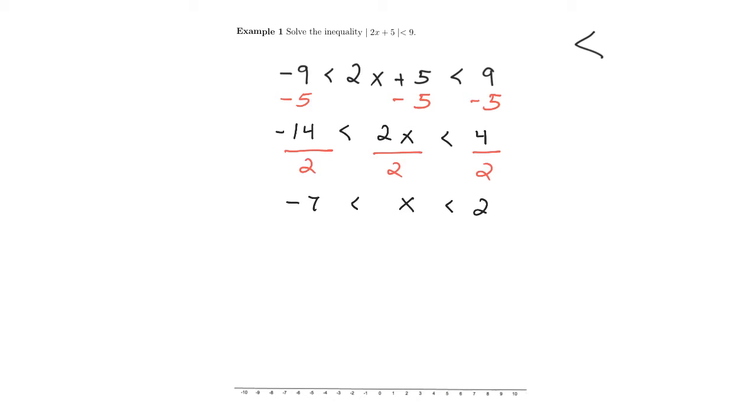If you want to draw this on the number line below, we're going from negative 7 up till we get to 2, and we get everything in between those values, but we don't include negative 7 or 2, and that's our final answer.